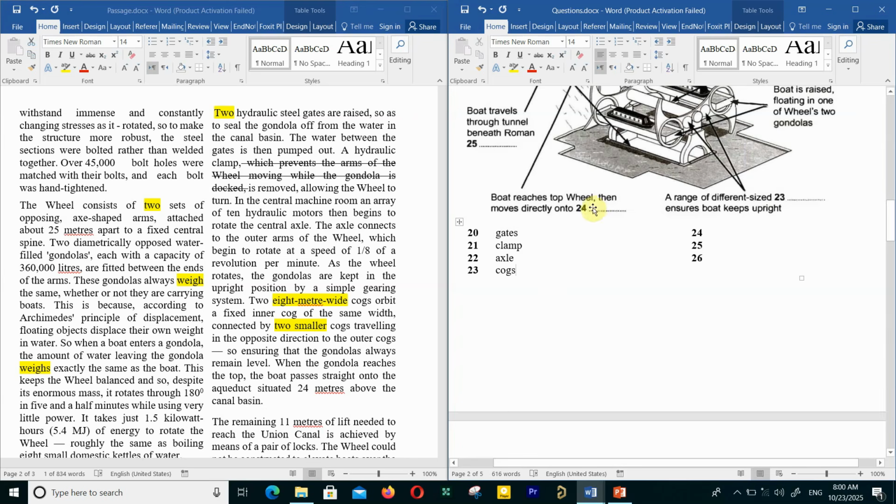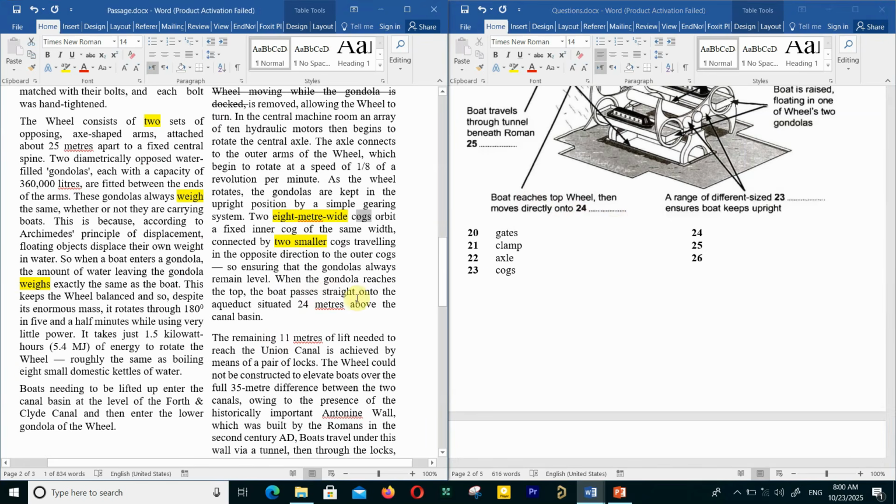So question 24. Boat reaches top wheel then moves directly onto what? This is something about the boat. When the gondola reaches the top, the boat passes straight onto what? Onto the aqueduct situated 24 meters above the canal basin. So directly onto what? Straight onto the aqueduct. This is a really easy one, just like the level of reading passage 1 actually, not passage 2. This is really easy to find.